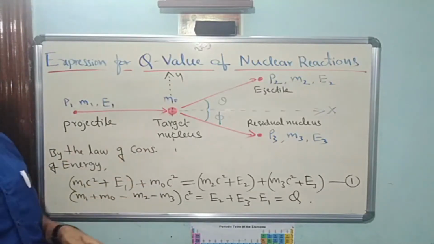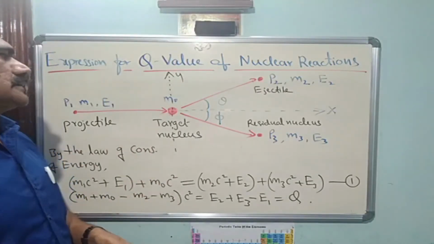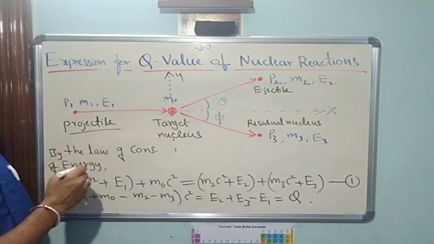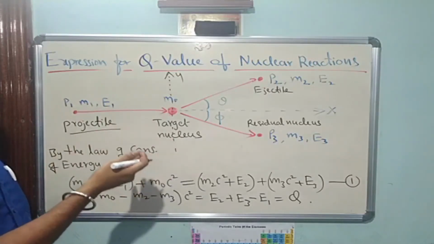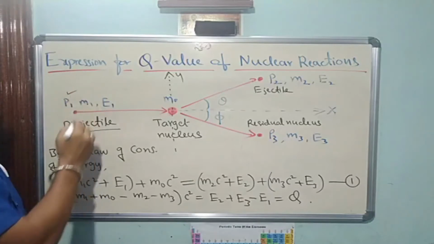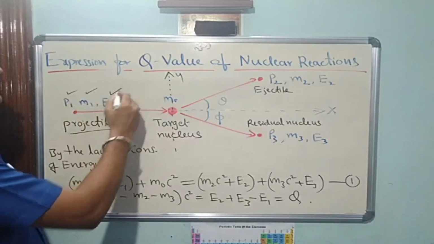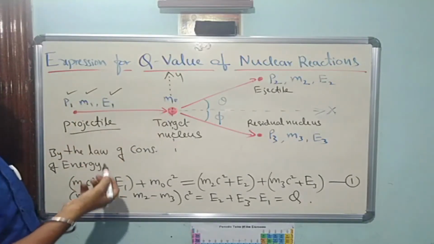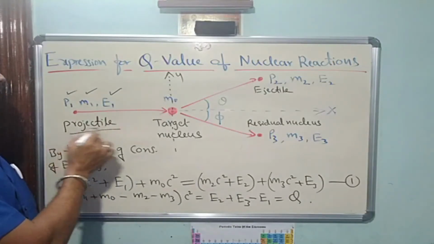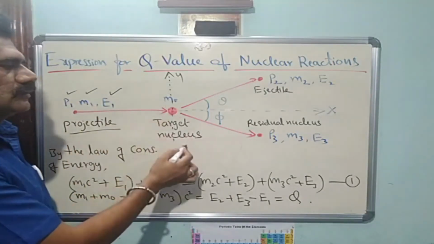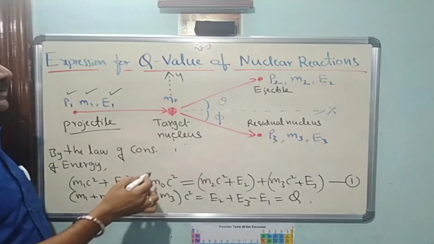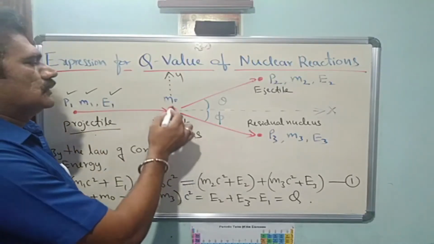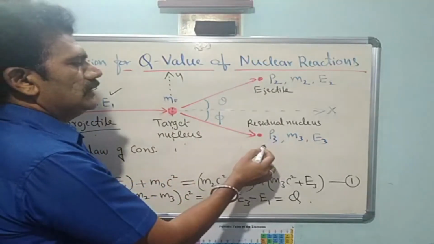We are considering one simple general nuclear reaction as an example here. In this figure, we are considering a projectile, that is nothing but an incident particle on the target. Its momentum is P1, mass M1, and its corresponding energy is E1. As it is accelerated, it certainly has a certain kinetic energy, that may be E1. The projectile is incident on the target nucleus, whose rest mass is m0. As a reaction takes place between the projectile and the target nucleus, it converts into an ejectile and a residual nucleus.